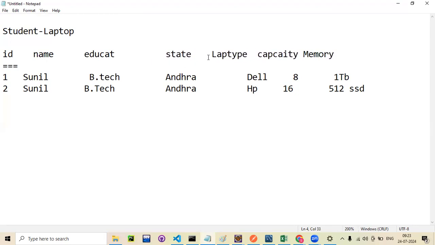I'll tell you. So this is where the mapping topic comes into the picture. If you observe here, this Sunil, B.Tech, Andhra and Sunil, B.Tech, Andhra, this data is redundant. It is simply the same, duplicating. We are duplicating the data, which is not a good practice.